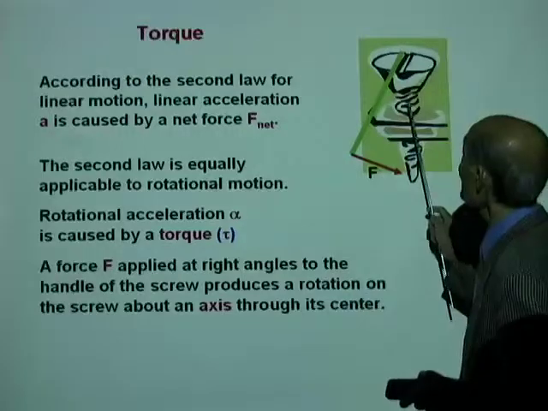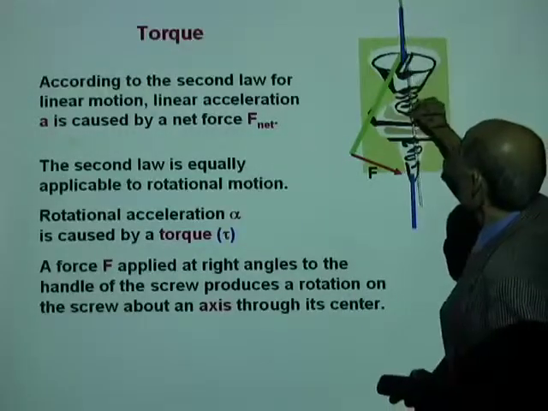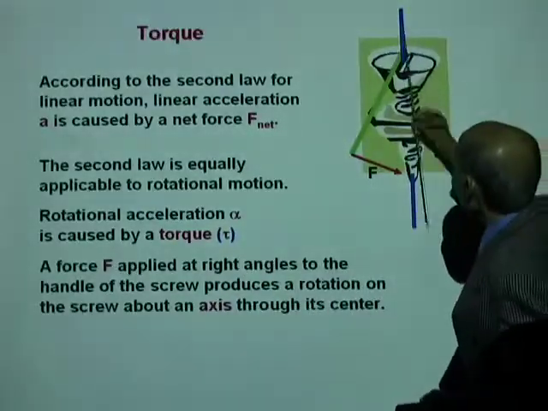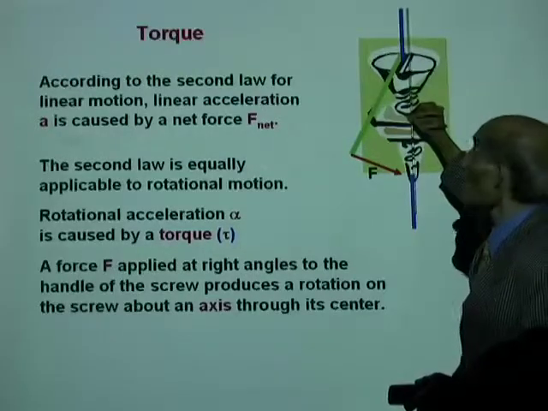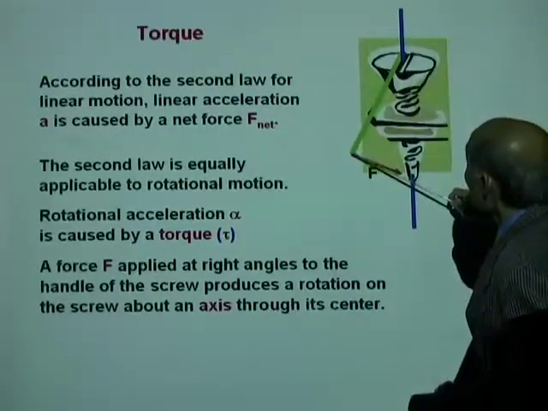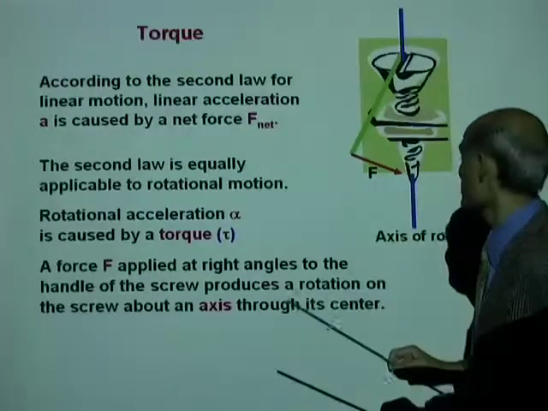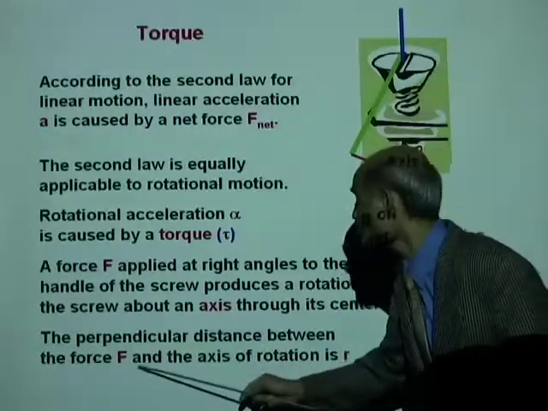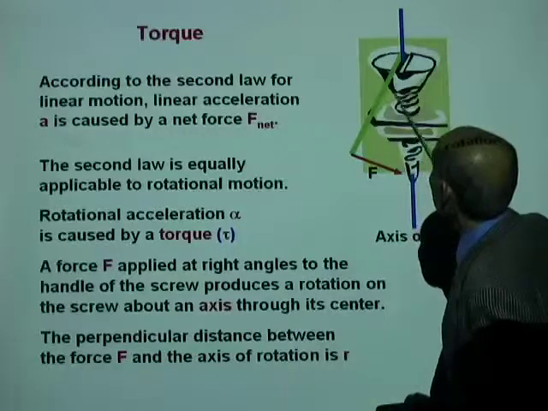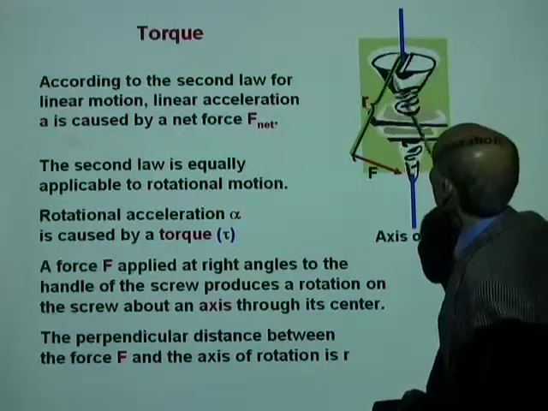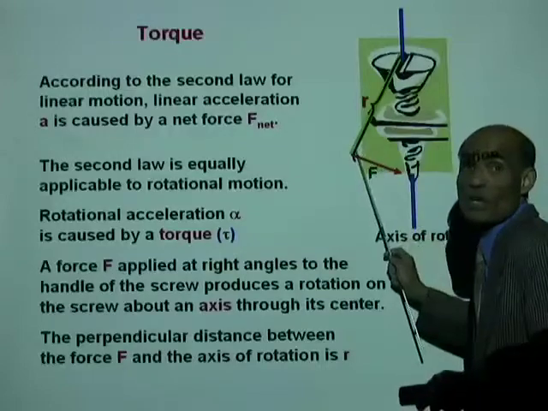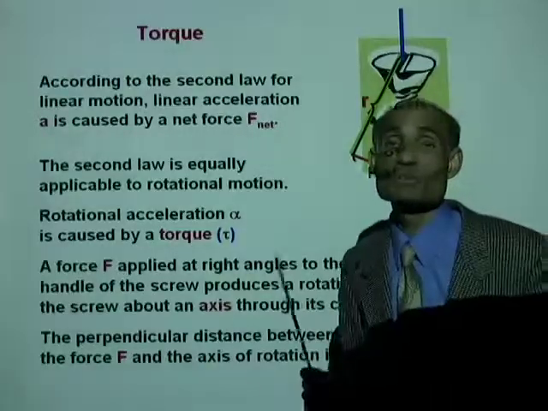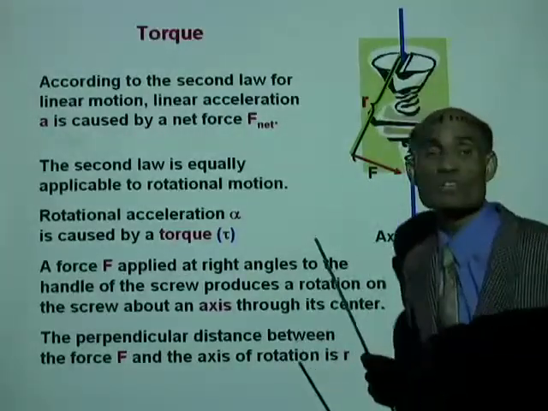an axis. What is the axis of rotation? Look at the axis of rotation. So just like I just demonstrated, the screw is now rotating about this axis. And now the force is applied at right angles to the handle. The perpendicular distance between the force F and the axis of rotation is this r. This is the perpendicular distance between the force and the axis of rotation. And I told you that that distance is called the torque arm.